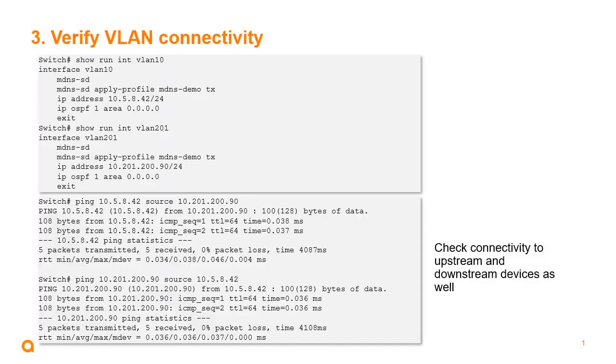Third step, since this is layer 2, we want to verify VLAN connectivity. So I did a show run on both VLAN interfaces, and I have IP addresses configured there. Then I can run pings between the two VLANs to make sure I have connectivity, and I can see I don't have any packet loss on my pings.